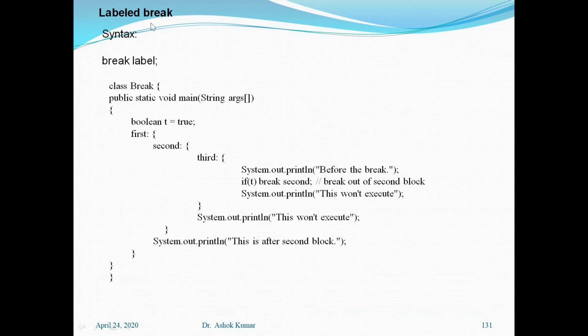So the next is labeled break. This kind of break is not available in C or C++. Whenever we use the break statement within a nested loop, the control will come out of the loop in which you have the break statement. So if you want to break out of more than one loop, then this labeled break can be used. We'll understand it in more detail through some more problems.